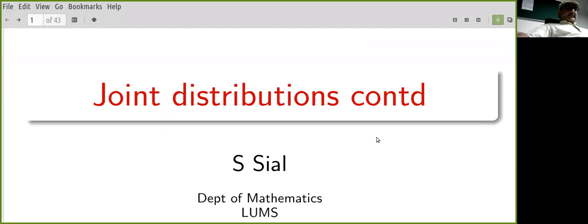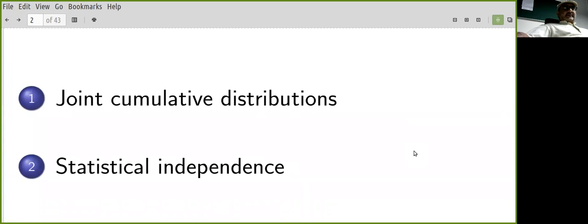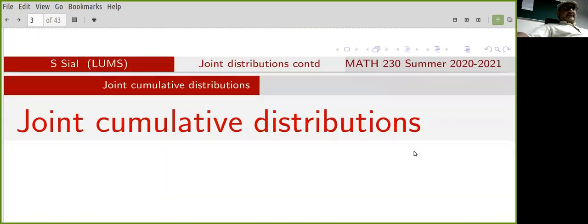In this session, I'd like to continue the discussion of joint distributions for random variables. And we're going to discuss joint cumulative distributions and statistical independence.